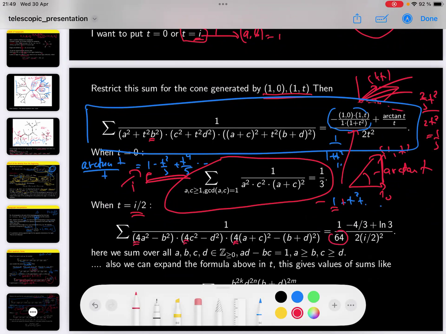Now the tricky part. This 1 divided by 1 plus i over 2 squared, that's this. And the more interesting thing is that arctan of i over 2 is just the logarithm of 3, multiplied by i over 2. So you can compute arctan of complex numbers. So this gives you this formula. And here you take a summation over all a, b, c, d such that the determinant is 1, and a is bigger than b, and c bigger than d. And then no terms here are zeros.